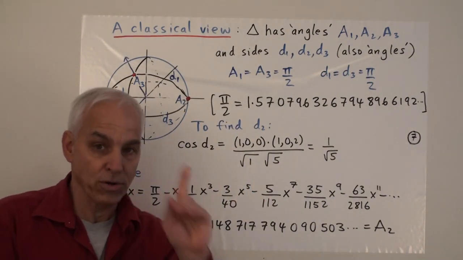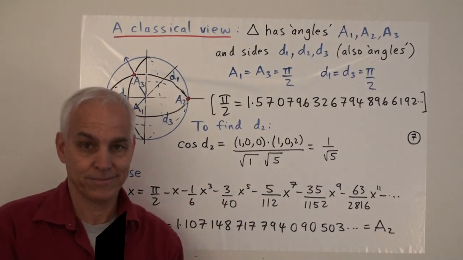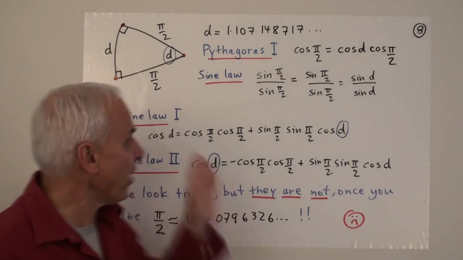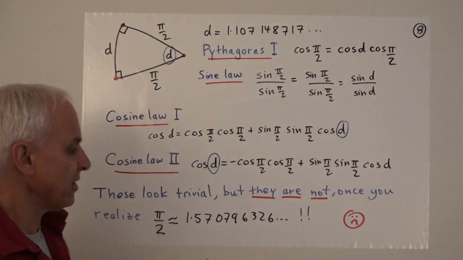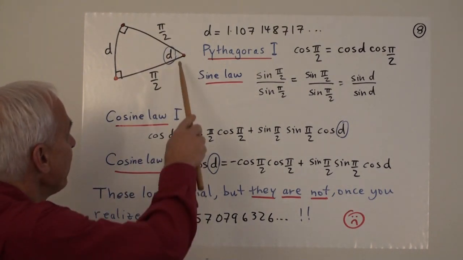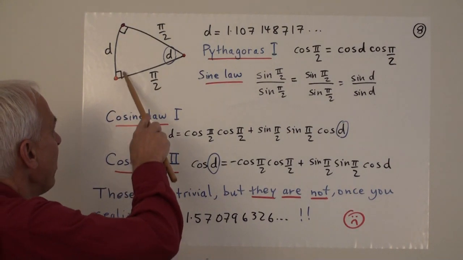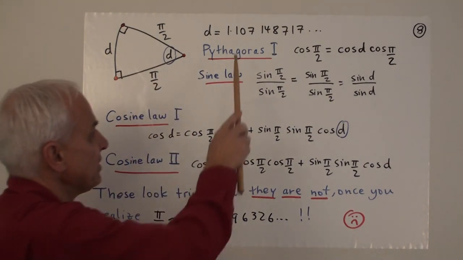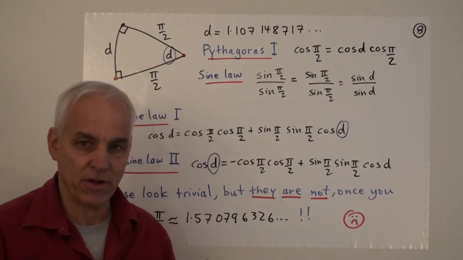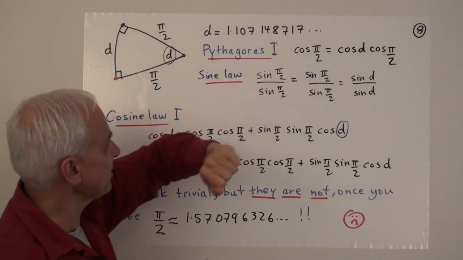It's like the difference between night and day compared to this classical theory. It is orders of magnitude superior to the classical theory. So let's have a look at this triangle and the more advanced laws in the context of this example. Classical triangle now with side lengths pi over 2, and d, and angles pi over 2, and d. D is this number 1.107 and so on that we've approximately calculated. So there's a Pythagoras' theorem.